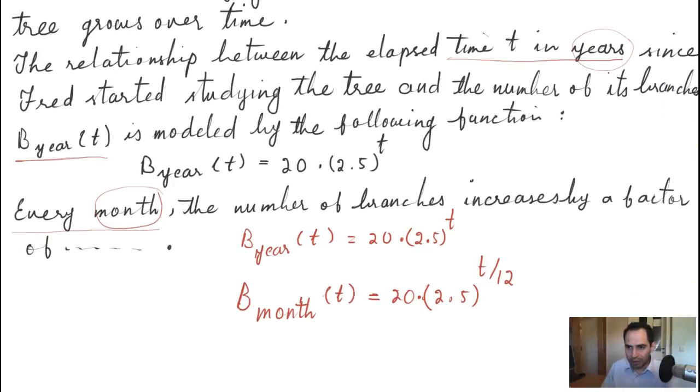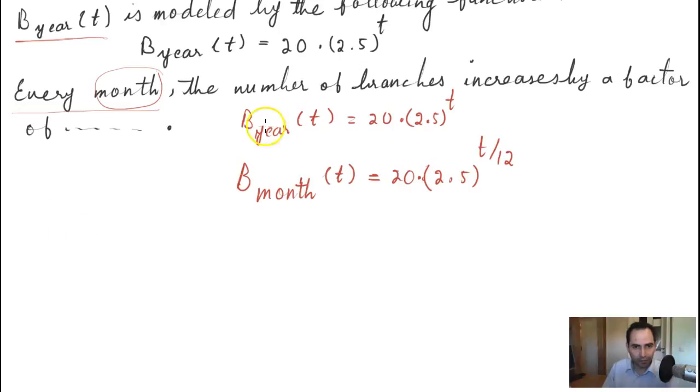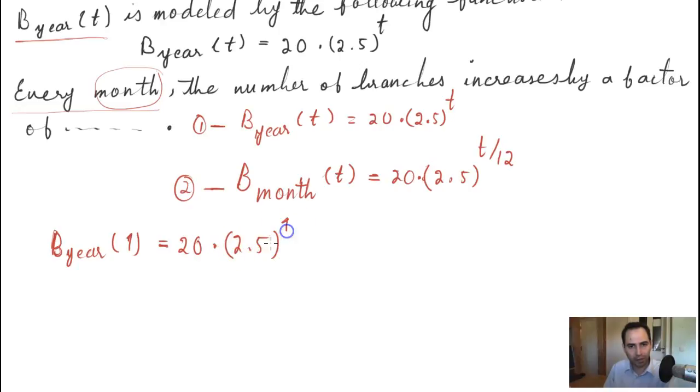So now let's see what happens here. For example, based on this function here, let's call it function 1 and function 2. Based on function 1, if you have 1 year, then this becomes b of year of 1, because the input here is year, and the output of the function becomes 20 times 2.5 raised to the first power.